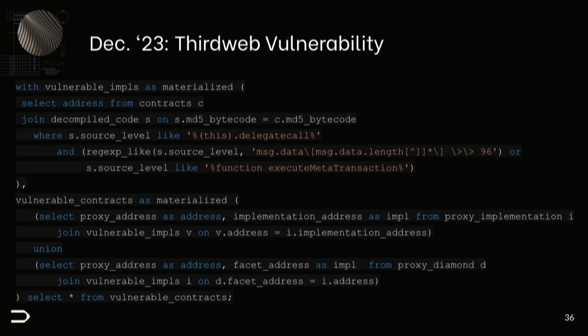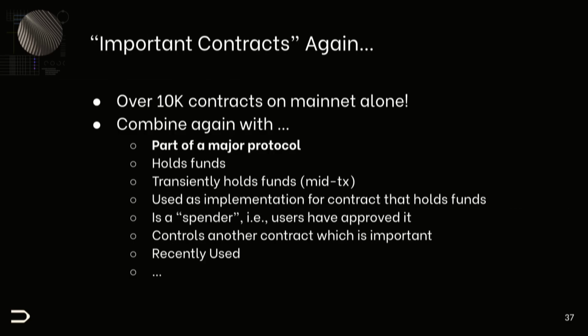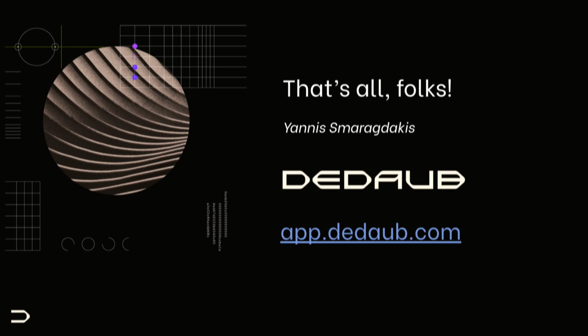So that's what we actually did for the ThirdWeb vulnerability two months ago, and we combined this with important contracts, because if you just run this over the 800,000 different code bases that have been deployed on Ethereum alone, you actually get over 10,000 contracts that are potentially vulnerable. So you have to ask, which ones are important? You have to combine it with: is it part of a major protocol? Does it hold funds? Does it have permissions? Does it have approvals? Is it involved in some way in something that could control a lot of funds? And in the end, that's what human inspectors analyze. So we report a small subset of the contracts, and people go in and analyze them for vulnerabilities with manual inspection.